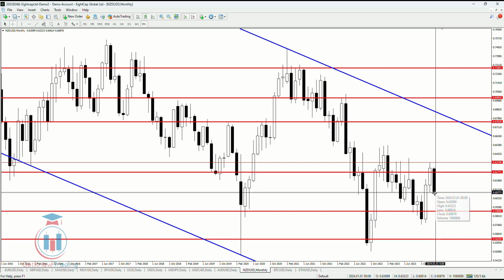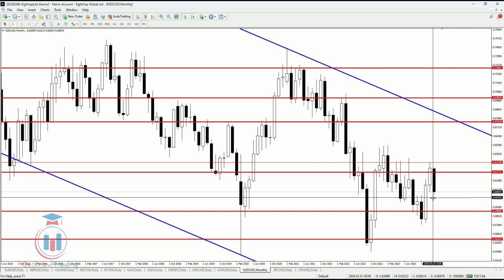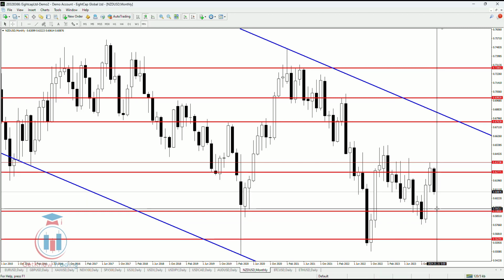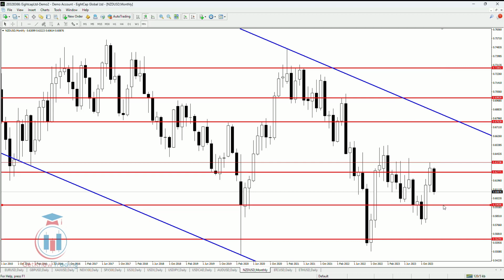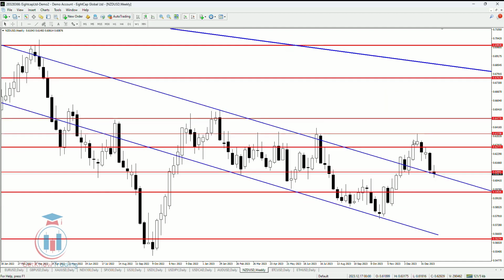If that happens, that means that the price is still falling in value, and there is a possibility that the price will reach an area around this one here, which is 0.60, 0.59. Just a minute, I can move this one here. It will be a much more correct way to see the price here, but we'll see on the weekly time frame. Now let's go to the weekly time frame and see what's happening here.